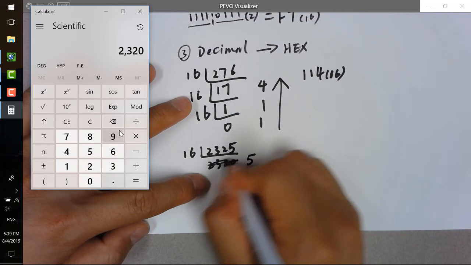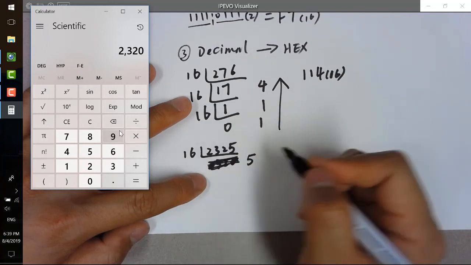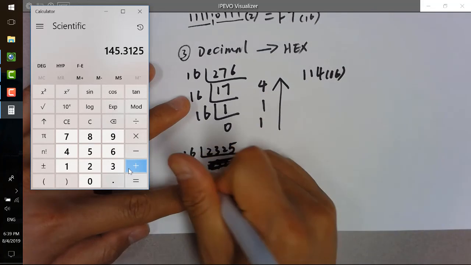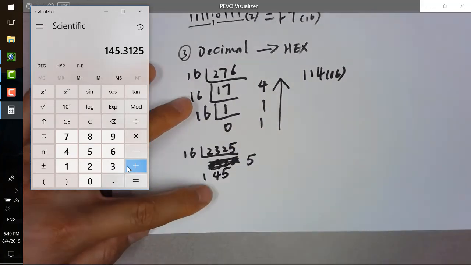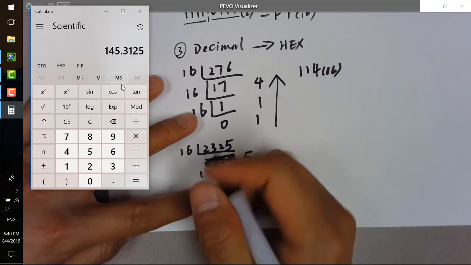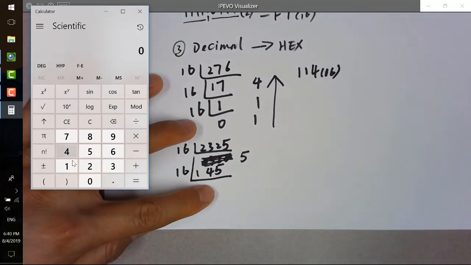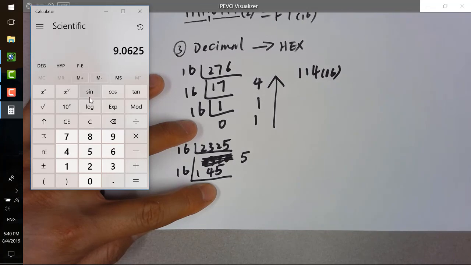No, not this number. I forgot. Divided by 16, 145. All right, the remainder is 5. Now let's do it again. Sometimes it's confusing, right? 145 divided by 16. So it's 9 something, okay?